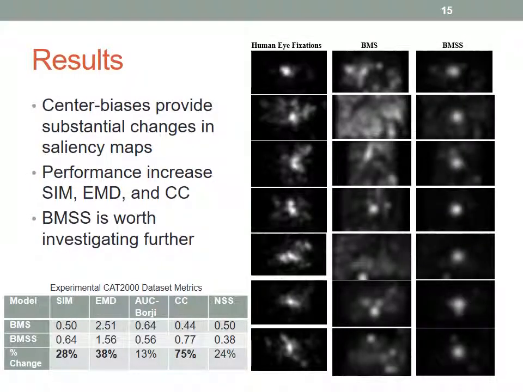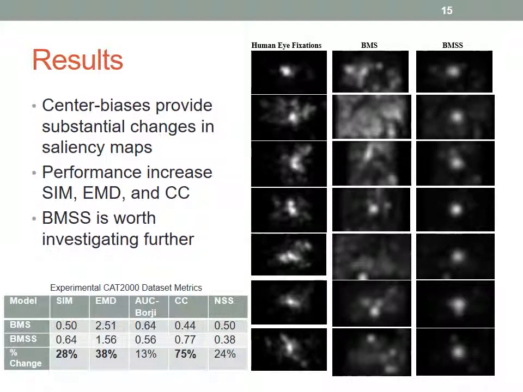So some preliminary results. The center bias. This is results of my BMSS algorithm. The center bias really did help out a lot. You can see on the left column here we have human eye fixations. The middle is BMS and the right is BMSS.